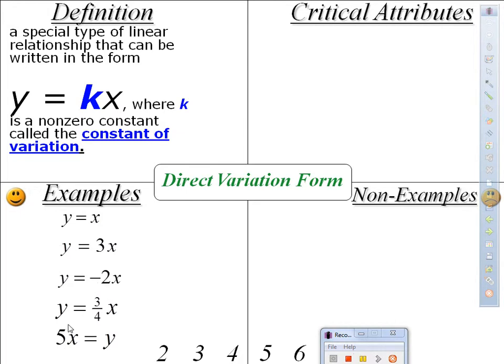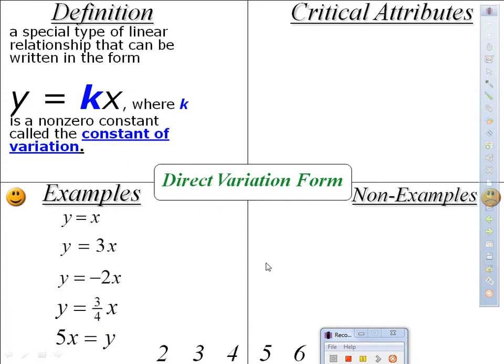Let's look at this one. What is my constant of variation? 3/4. What is my constant of variation on this one? And what is my constant of variation on this one? 1, because the coefficient of x is 1. So does everybody understand that the constant of variation is the coefficient of x? Yes? And it has to look like this, or else it's not a direct variation.